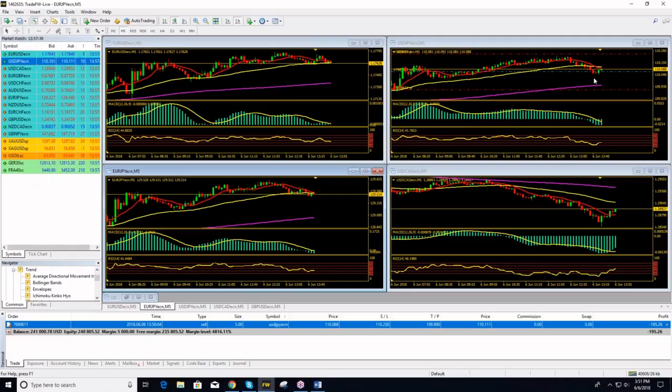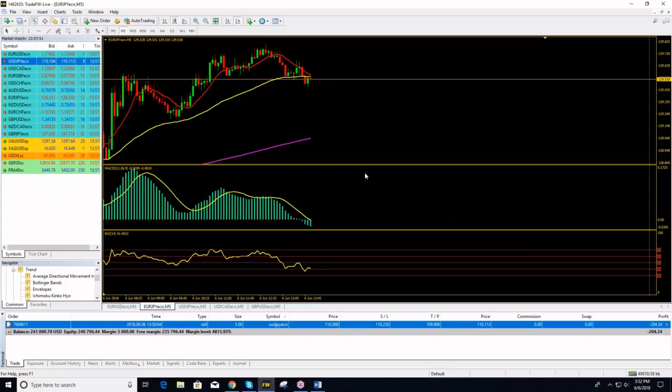So let's see about euro yen. Euro dollar is falling. Euro yen. Let's check again euro yen. Let's check euro yen. Let's see. Let's get ready. Euro yen.